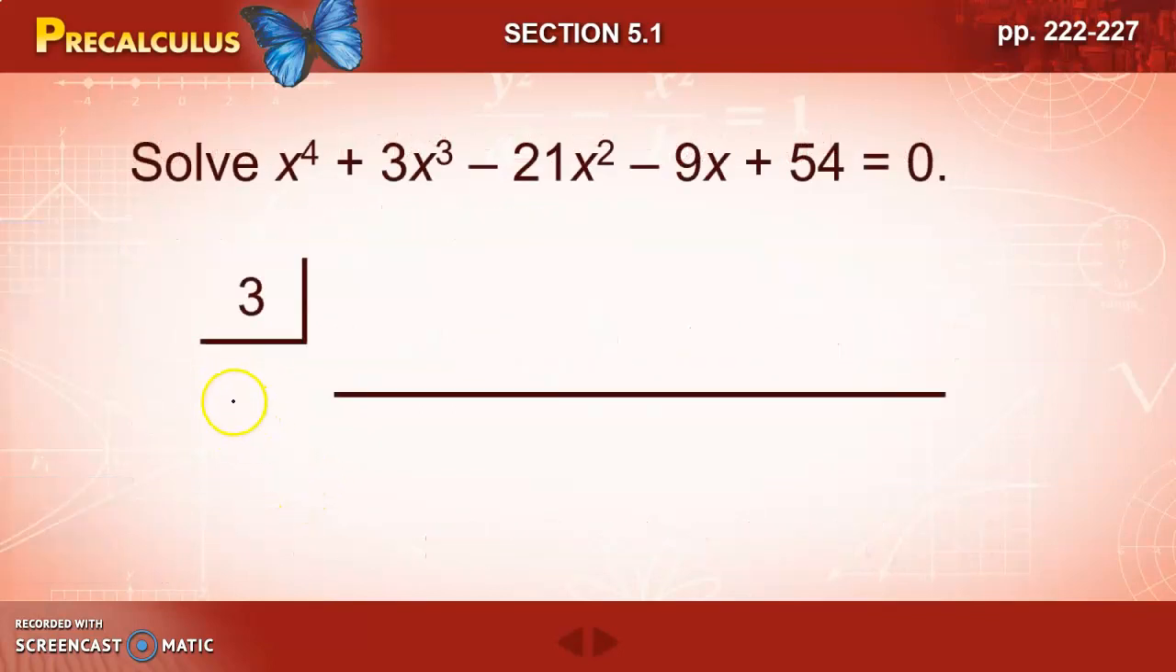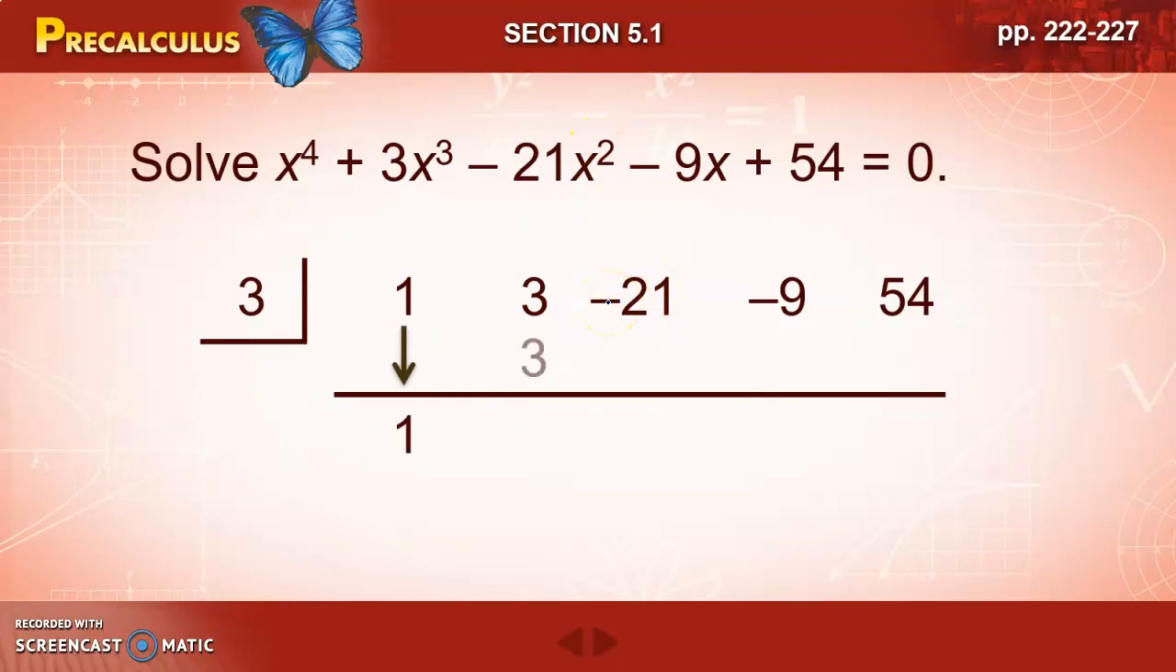So let's go ahead and skip past 1 and negative 1 here because I'm going to tell you they don't work. If you try 1, negative 1, it wouldn't work. So let's go into 3 instead. So we're going to divide by 3, and we've got our coefficients of 1, 3, negative 21, negative 9, and 54. Remember that if we are missing a term, like if there were no x squared term, we would have to put a 0 there as a placeholder.